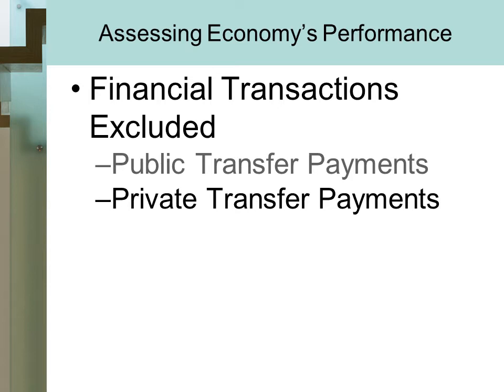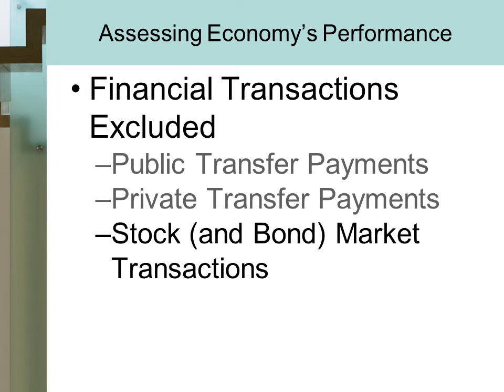So purely financial transactions, we call these transfer payments, government transfers or transfer payments. These would not be included in GDP. Likewise, private transfer payments. So, if you gifted money to someone or to some organization, again, it's a purely financial transaction. So there's no good produced, no service provided. Right? A good example of purely financial transactions is stock and bonds.